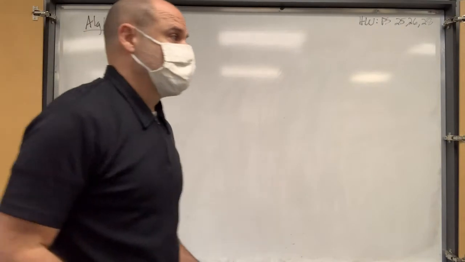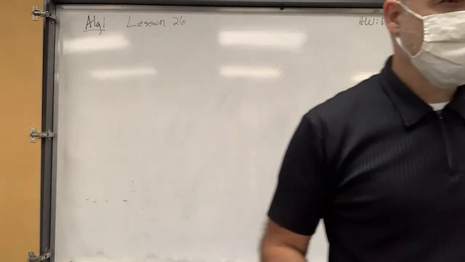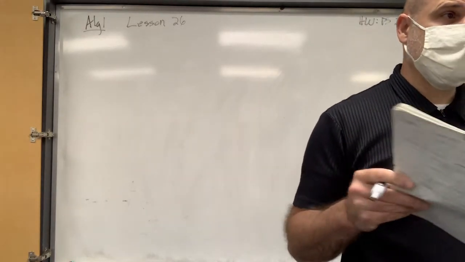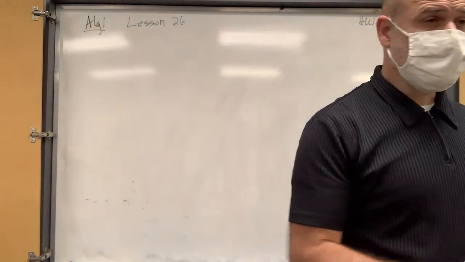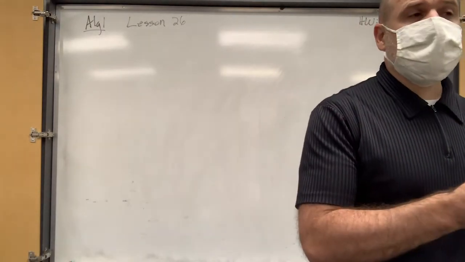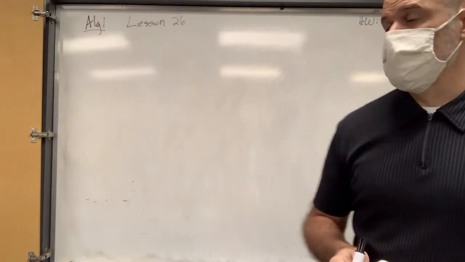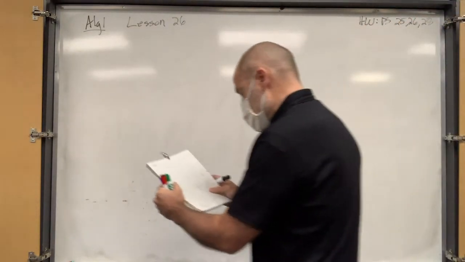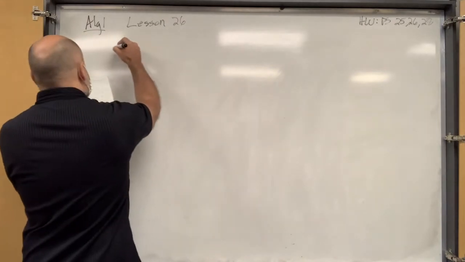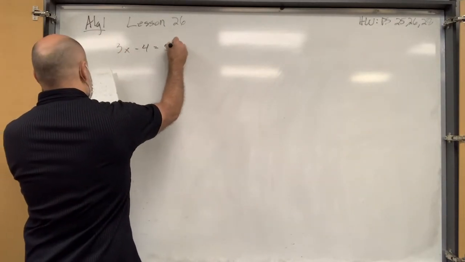All right, lesson 26. Now, remember your main goal is to get the variable by itself. So you're trying to find stuff that's hanging out with the variable on that side. You don't care about the other side. Okay? You want to get rid of stuff on the side of the variable. Get the variable by itself. Okay? But what happens when you have variables on both sides of the equation?